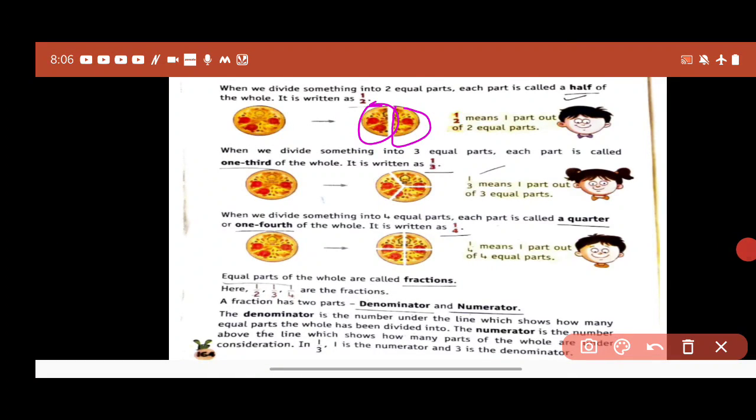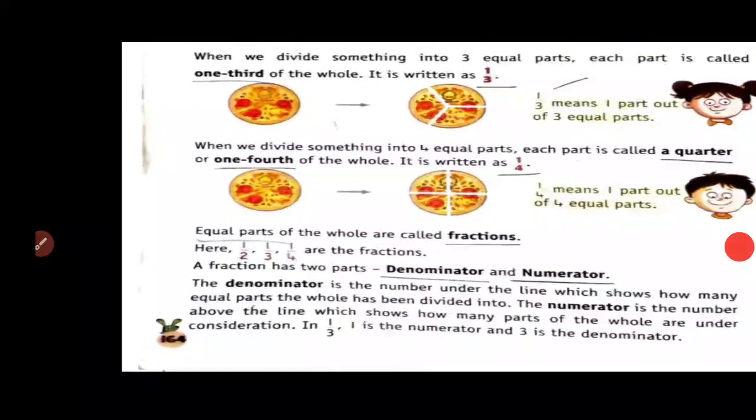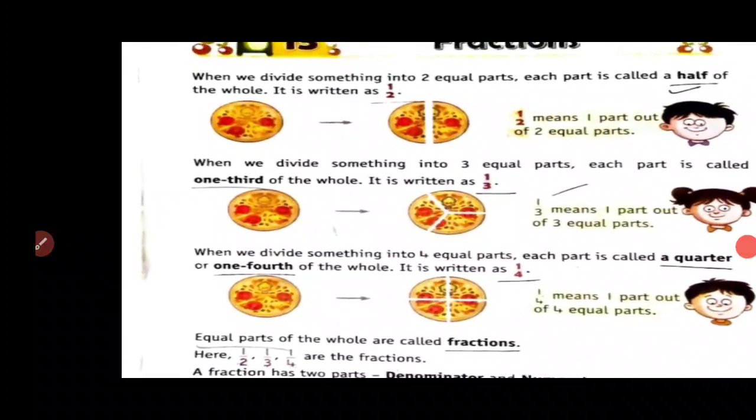So if you see, this is one half and this is the other half. And how do you represent? There are two parts. How many parts are there in total? Two parts. And this part is called 1 upon 2 and this part is also called 1 upon 2. Right? So 1 upon 2 basically means half. Now children, similarly, if we divide something into three equal parts, each part is called the 1/3 of the whole.